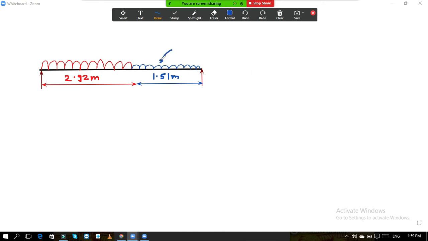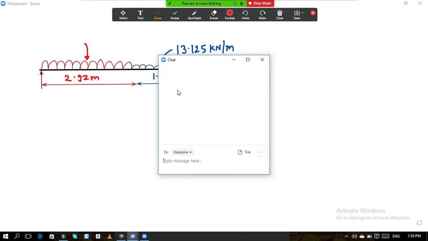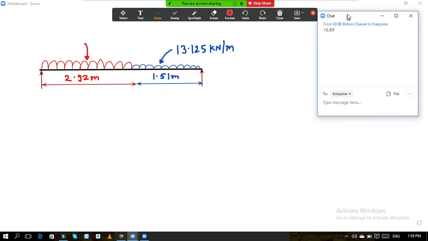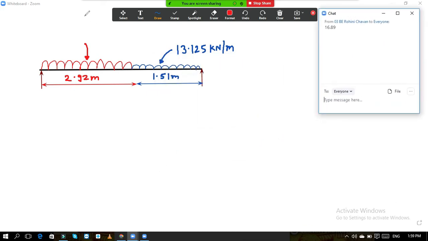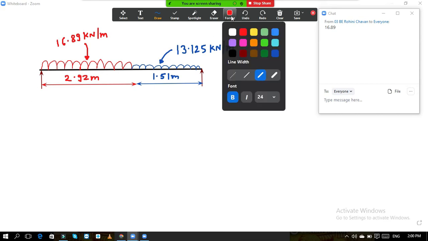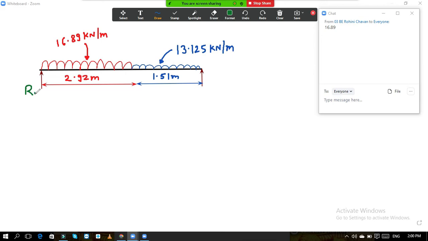So this UDL which is on the landing slab, it is 13 point how much, 125, no? If I take any wrong value, let me know in the chat box. And what is the load over here? It is 16 point something. I forgot. What was the load? 16.89. Okay. So it is 16.89 kilonewton per meter.